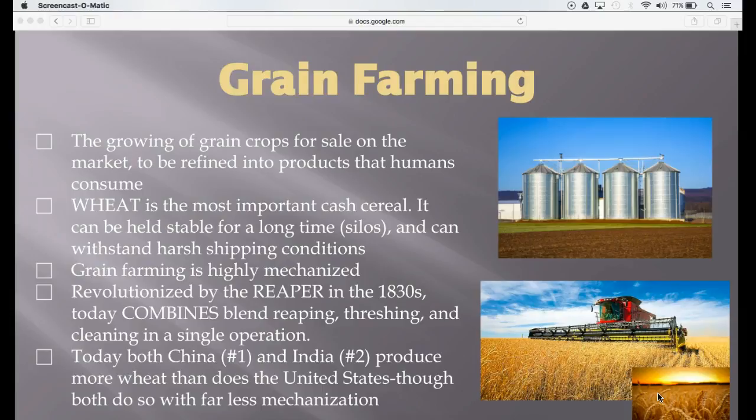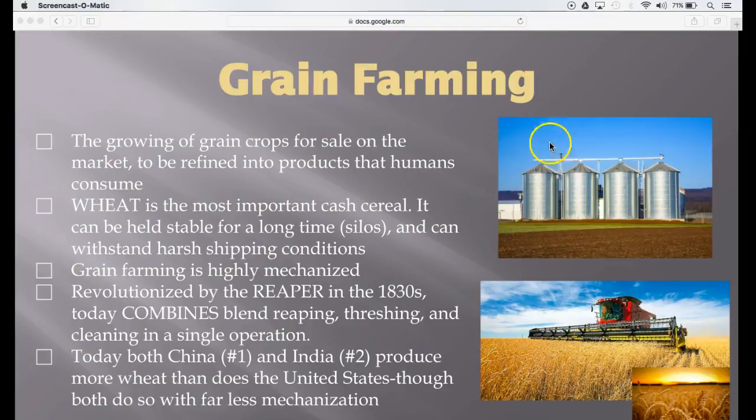A good characteristic of grain farming is simply that it's mechanic. It's very mechanical. You have a lot of these machines. Today we use combines. Back in the day, in the 1850s, early 1800s, they used the reaper, which made it a lot easier. But basically, a combine blends reaping, threshing, and actually cleaning all of the seeds in a single operation. While the United States does have a high amount of grain farming, China and India produce more wheat than the United States does. However, they do this through a lot of manual labor, not with as many tractors as we use here in the United States.